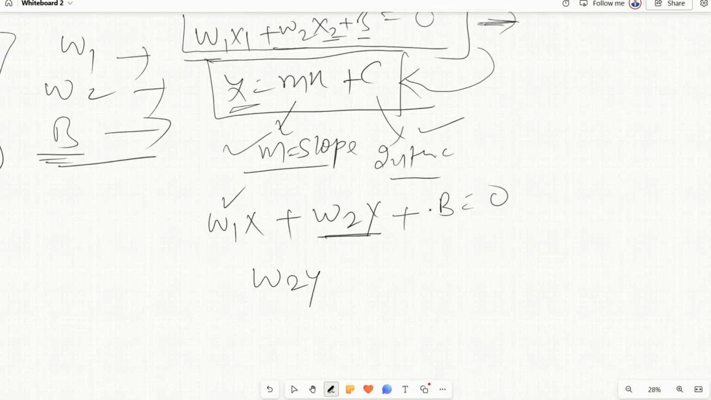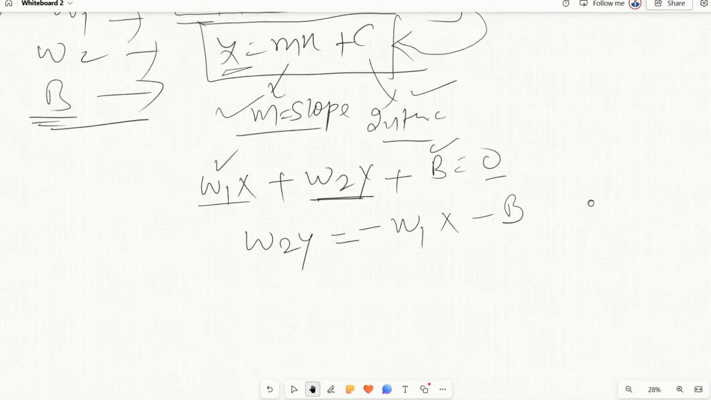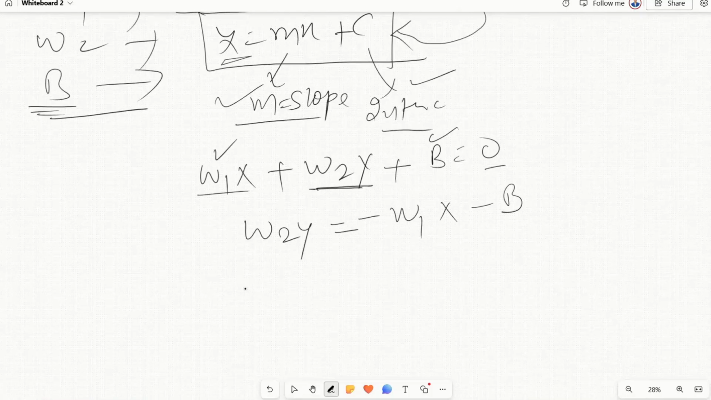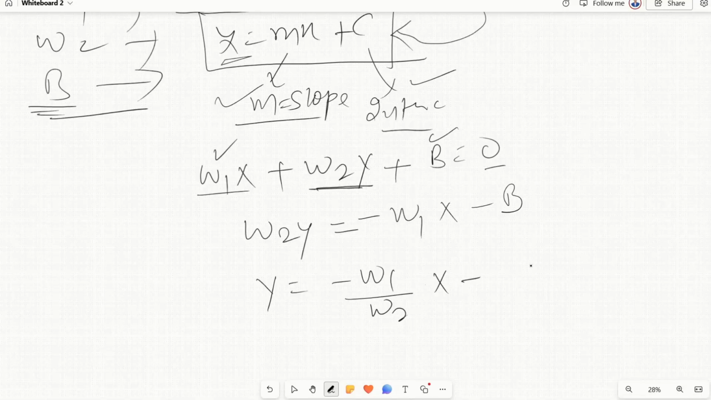I'm moving the other component to the other side of the equal sign. So this will become minus w1 into x minus b. I'm just doing simple elementary math. Then y is equal to, I will divide by w2, so minus w1 by w2 into x minus b by w2. So I transformed this equation into y is equal to mx plus c.